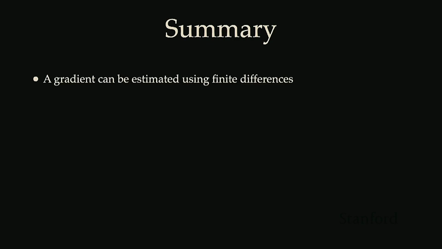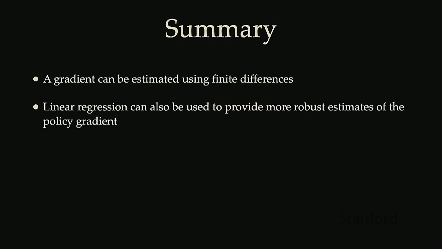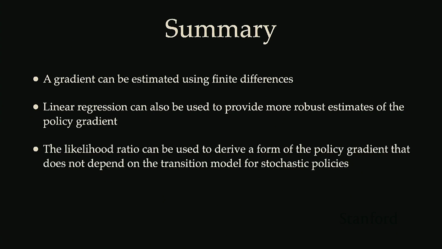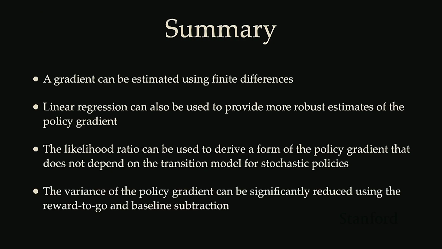Okay, so just to recap what we've seen, we started with finite difference and saw that we can estimate the gradient using that finite difference. We then saw we could get a more robust estimate using linear regression. Then we looked at the likelihood ratio, which gave us an analytical expression for doing this, but it was a pretty high variance estimate. So then we looked at how we can reduce the variance of that estimate. Okay, so that is our policy gradient estimation.